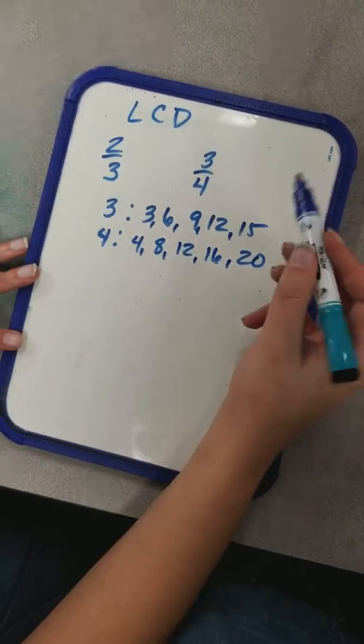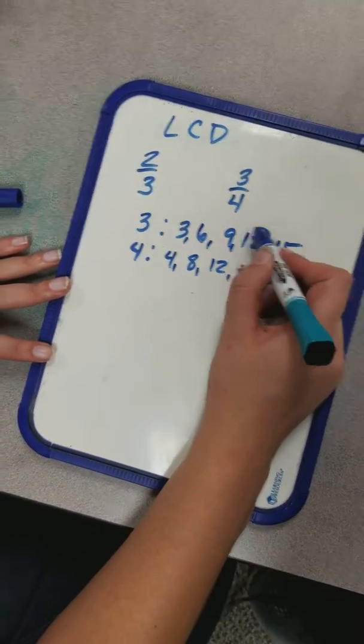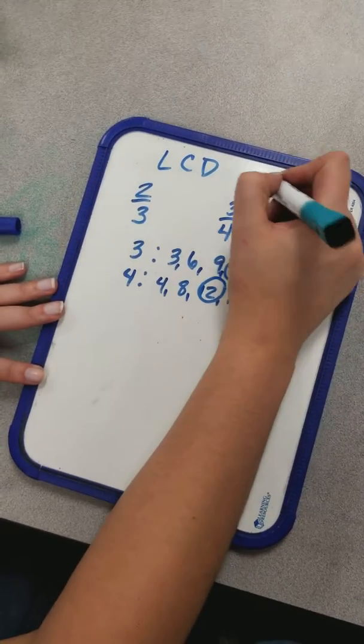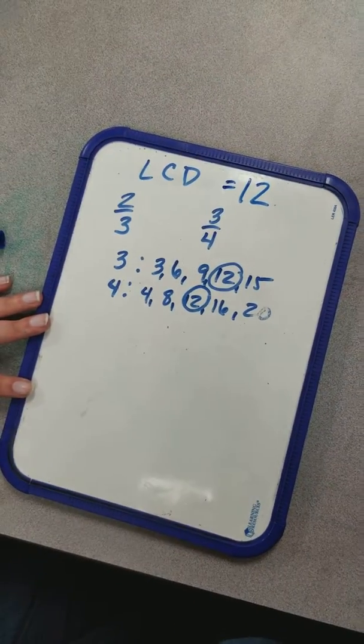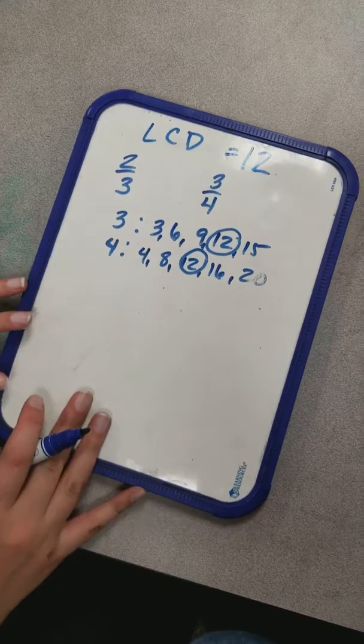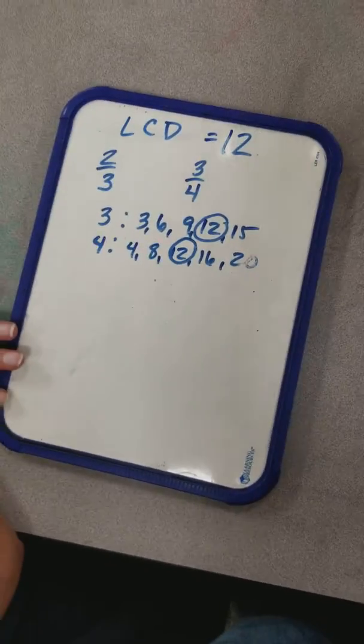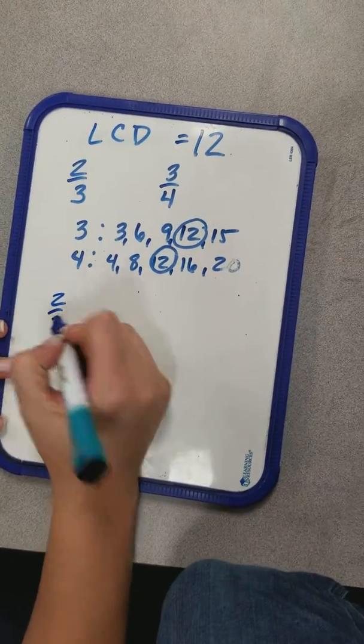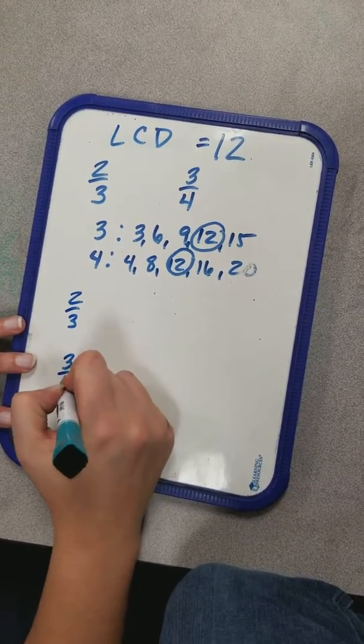Now I'm going to look. The lowest one I see in common is 12. So my least common denominator for this problem equals 12. Next, I'm going to write equivalent fractions with the denominator of 12. So I'm going to look at 2/3 and 3/4.